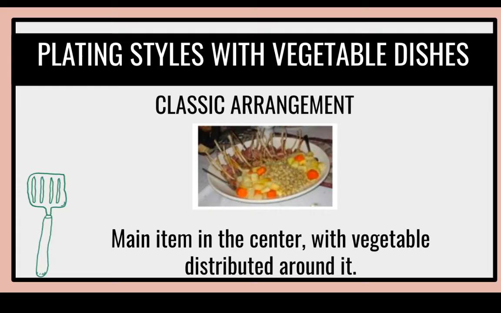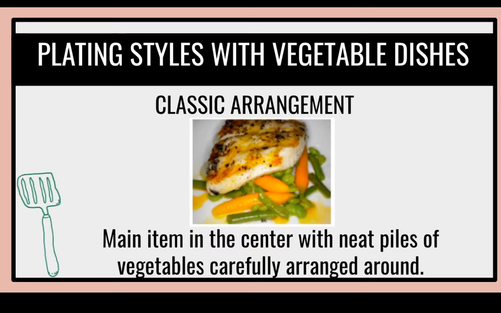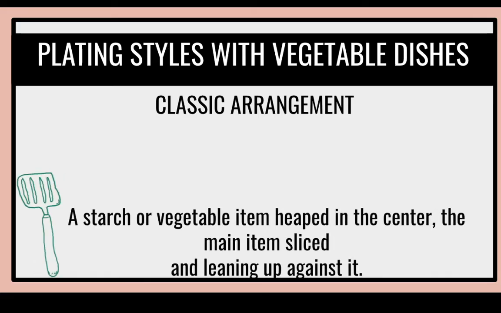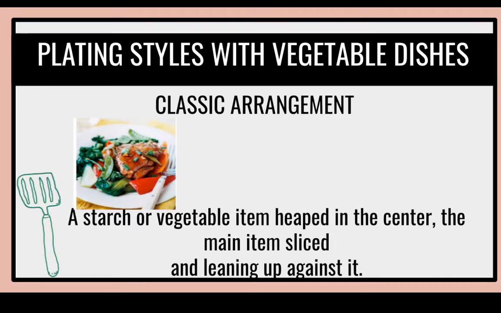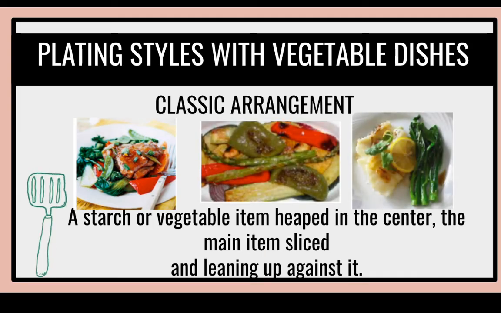The main item in the second picture is in the center, and the vegetables are distributed around it. For the third one, the main item is in the center, and there are neat piles of vegetables carefully arranged around it. These are the classical arrangement. We also have a starch or vegetable item heaped in the center, with the main item sliced and leaning up against it. These are the classical arrangement.